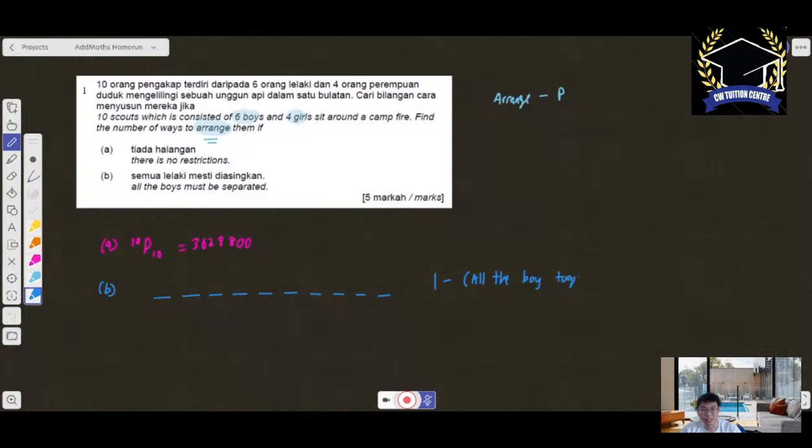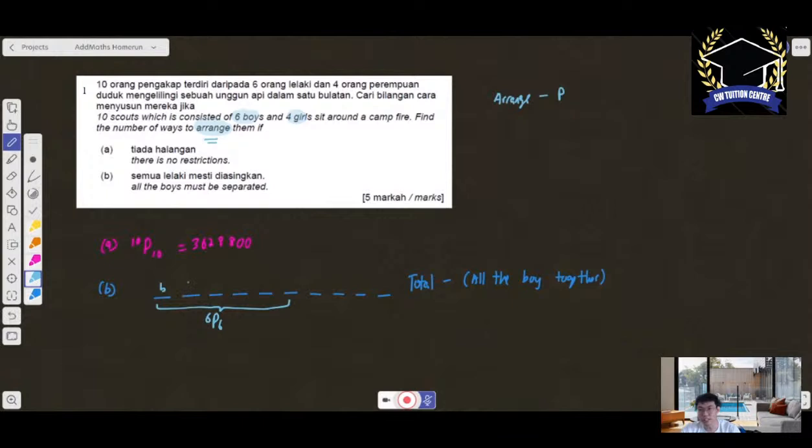Not 1. Okay, sorry, not 1. I thought it's probability. So it's not 1. We say the total minus all the boys together. So now we find all the boys together first. Okay, so all the boys together, I got 6 boys together.